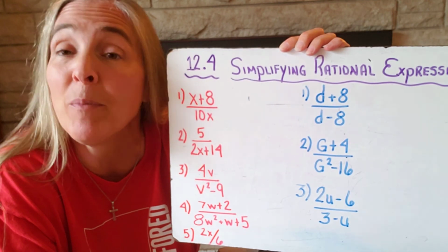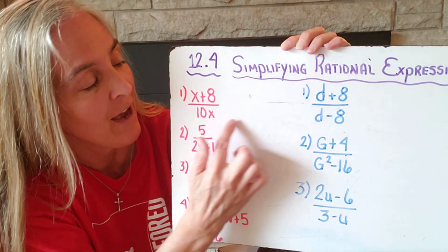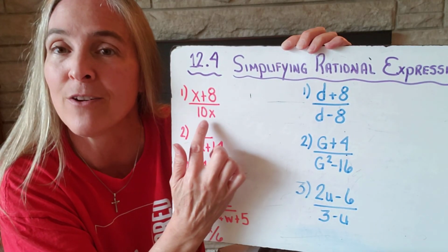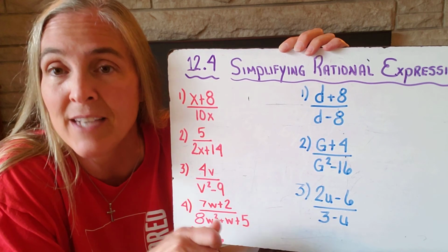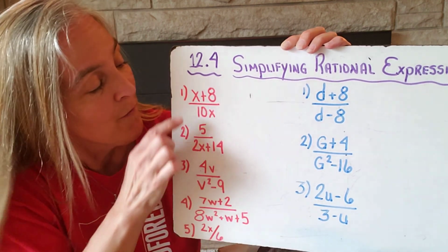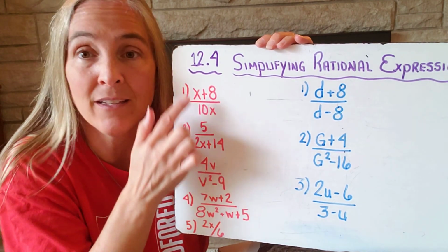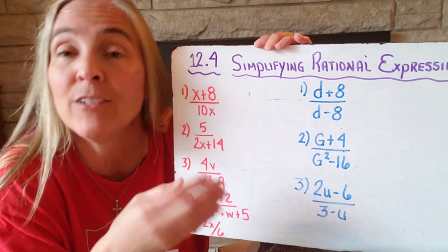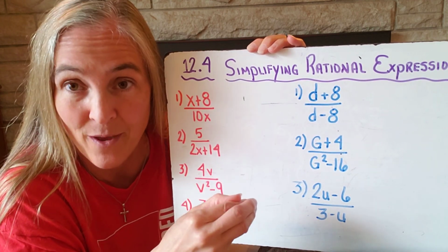a fraction, remember you cannot divide by 0. You cannot have a 0 down here in the denominator. So these first 5, we are just identifying which values of x would make this not work, and so those values are excluded in our answer that we get.